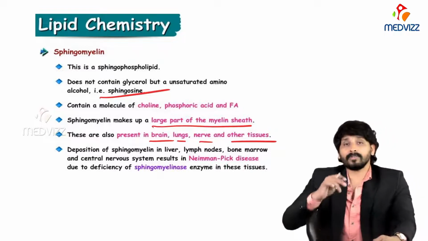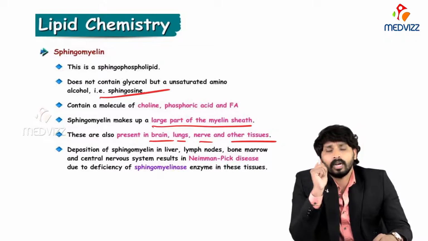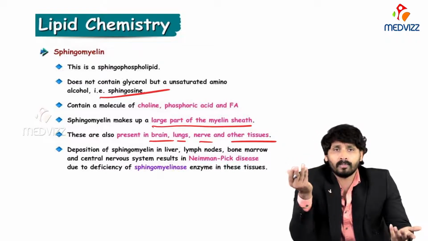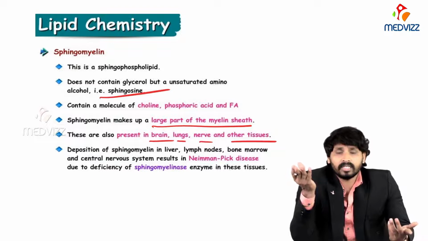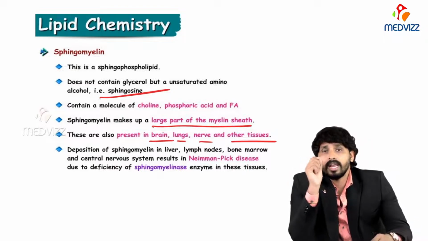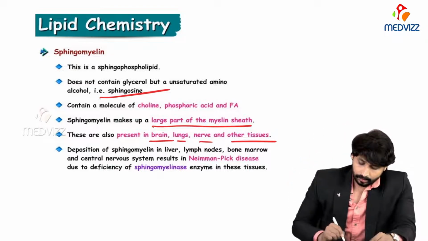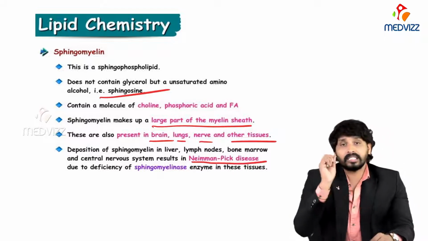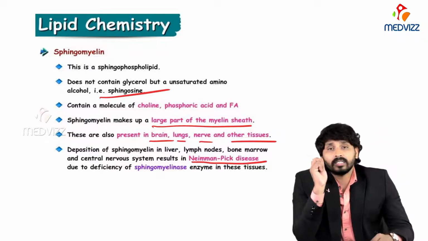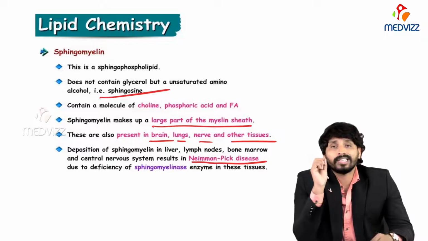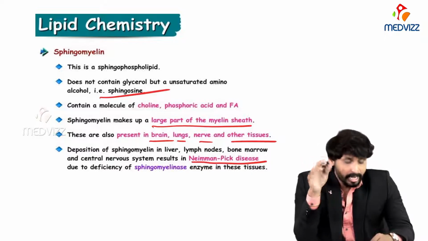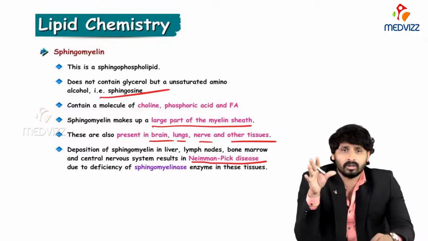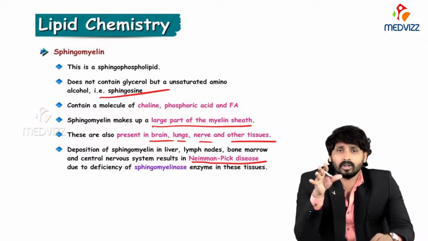The deposition of sphingomyelin in the liver and various parts of the body like lymph nodes, bone marrow and central nervous system results in a lipid storage disorder, Niemann-Pick disease. Note down this point. Niemann-Pick disease is an inborn error of lipid metabolism, a lipid storage disorder.